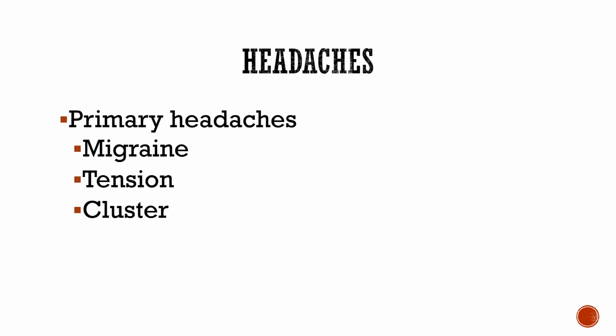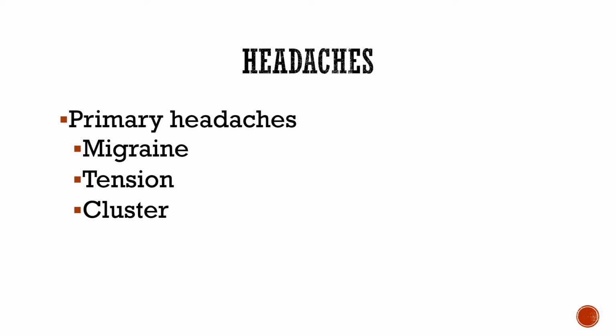So here they're going to have a pulsating headache, severe, associated with nausea and vomiting, photophobia. They can also describe this as a throbbing or bursting. They can also have vertigo, irritability, and fatigue. There are many things that can trigger migraines.